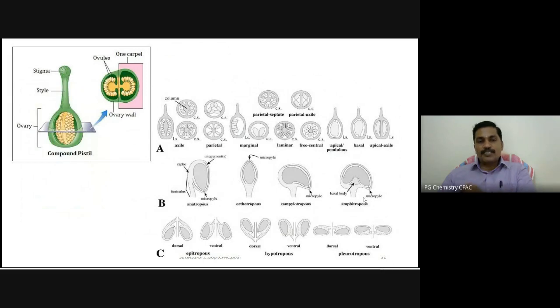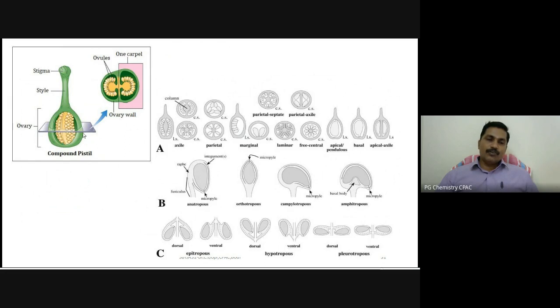Coming to the pistil of the flower, that is the gynoecium. So this is the gynoecium. The gynoecium consists of the lower part, the ovary, the middle part, the style, and the tip part, the stigma. This is the stigma where the pollen grains are deposited and travel through the style to reach the ovule for fertilization. Okay. So this is the stigma, style, and ovary.